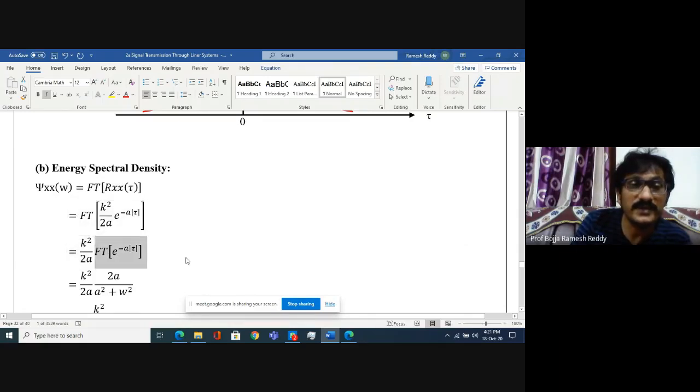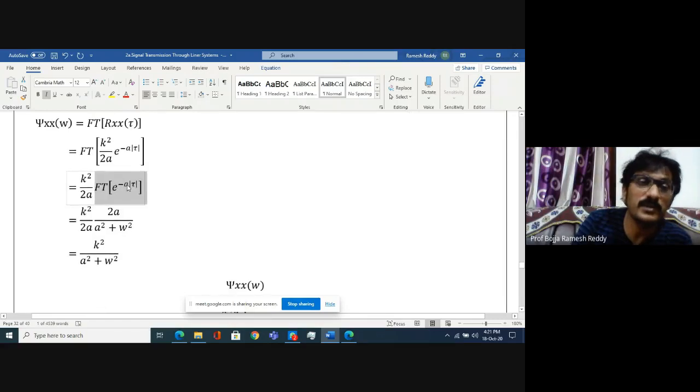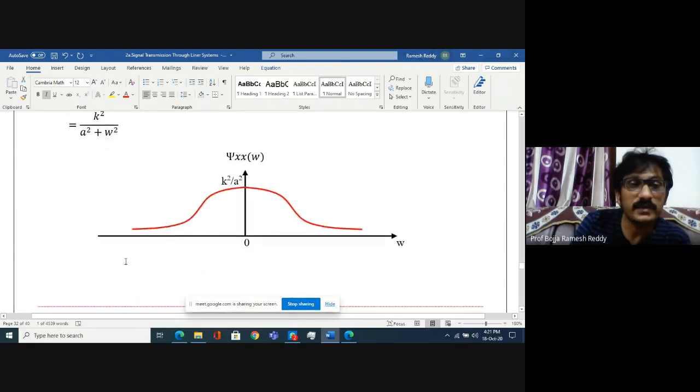The Fourier transform of e power minus a modulus of t, a double exponential signal, is a standard answer: 2a by a square plus omega square. Here the 2a gets cancelled. So k square by a square plus omega square is the energy spectral density.